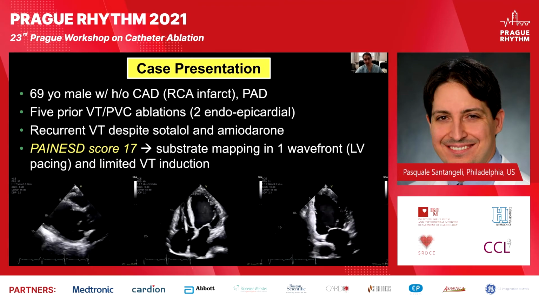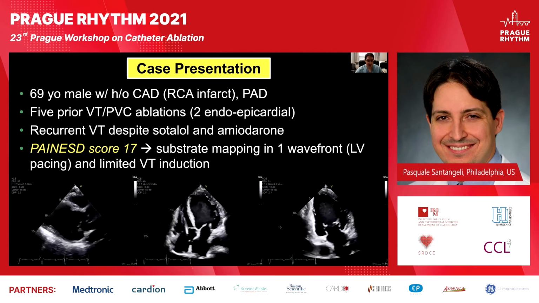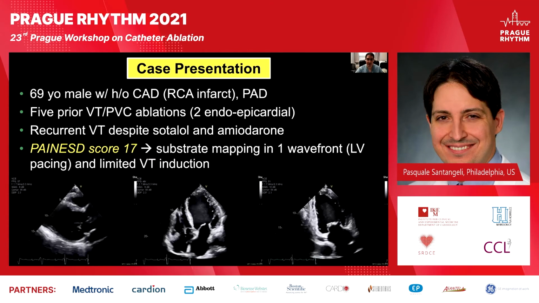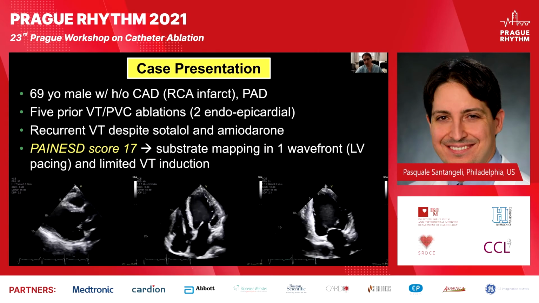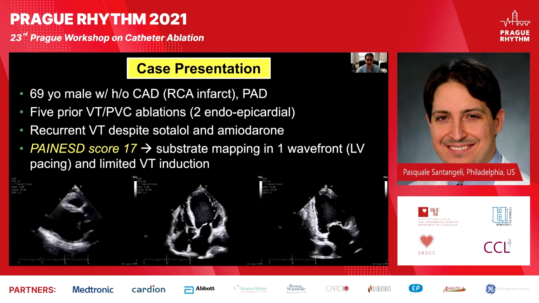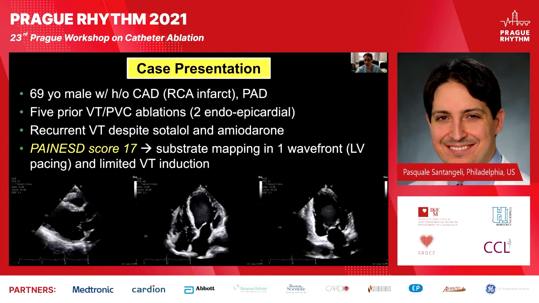And thankfully, he only had one specific clinical VT morphology as determined by intracardiac electrograms and cycle length of the VT on the ICD. The PAINESD score for this case was 17, which is the highest tertile of risk. Above 15, 17 is considered the highest tertile and the higher risk of hemodynamic decompensation. In this case, of course, the presence of PAD prevented us from using a hemodynamic support device. And from a procedural practical perspective, this does translate into a specific approach, which is basically minimizing the amount of substrate mapping with only one wavefront.